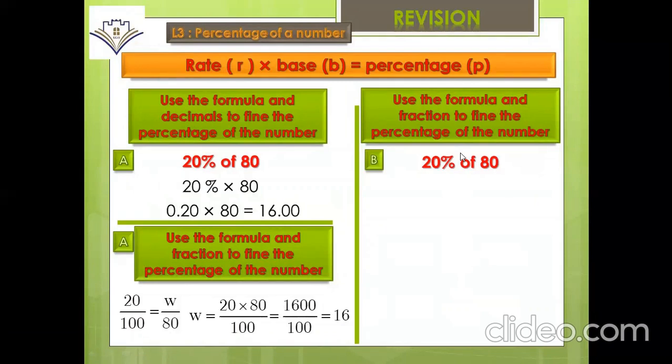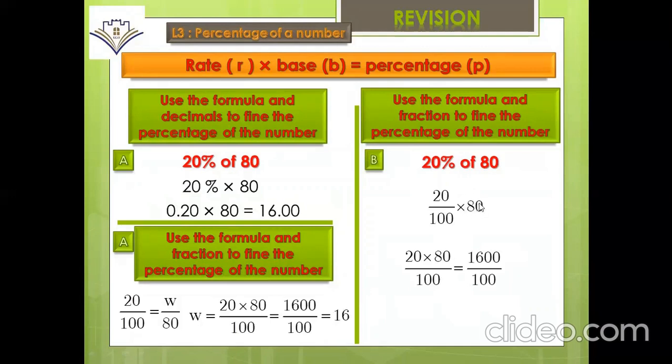Okay. Then 20% means 20 divided by 100, multiply by 80. Then 20 multiply 80 divided by 100. Why?